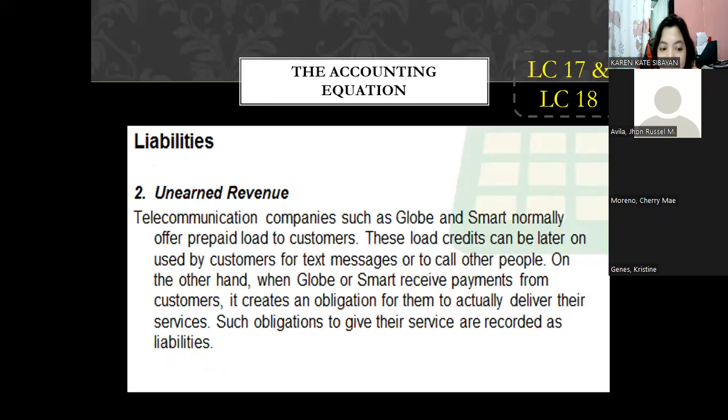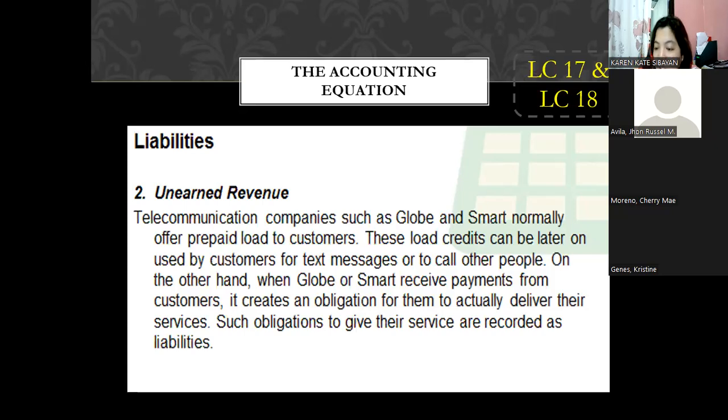Ito naman yung sinasabi ko. So for example, telecommunication companies, lalo na kung ito ay prepaid. Telecommunication companies such as Globe and Smart normally offer prepaid loads to customers. These load credits can be used later on by customers for text services or to call other people. On the other hand, when Globe or Smart receive payments from their customers, it creates an obligation for them to actually deliver their services. Such obligations to give their service are recorded as liability.